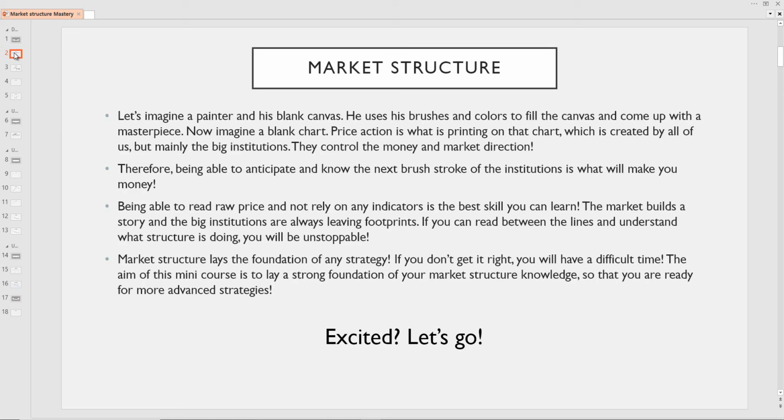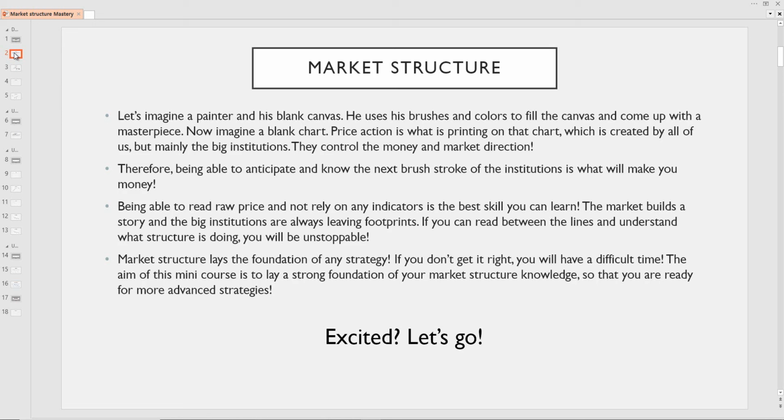Now I want you to imagine a blank chart. You open TradingView and everything is blank. And once you start seeing the candles starting to print, this is price action. You're going to see price action printing on your chart, you're going to see the candles. And this price action is created by all of us, all right, so we are the painter. Well, we, the institutions, the banks, the hedge funds, the central banks, and the big guys. All right, we paint the market.